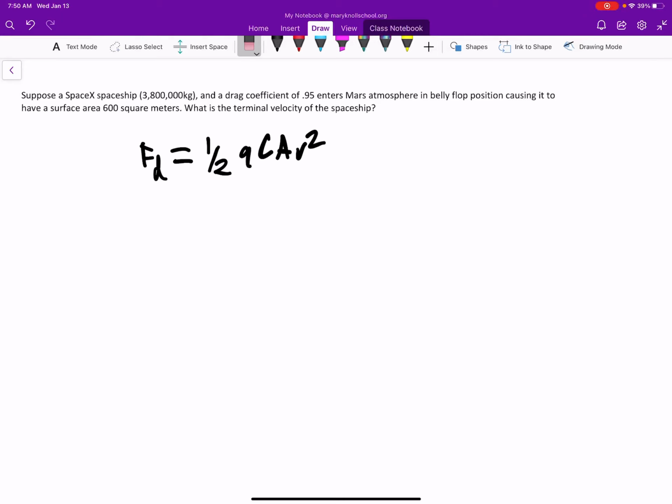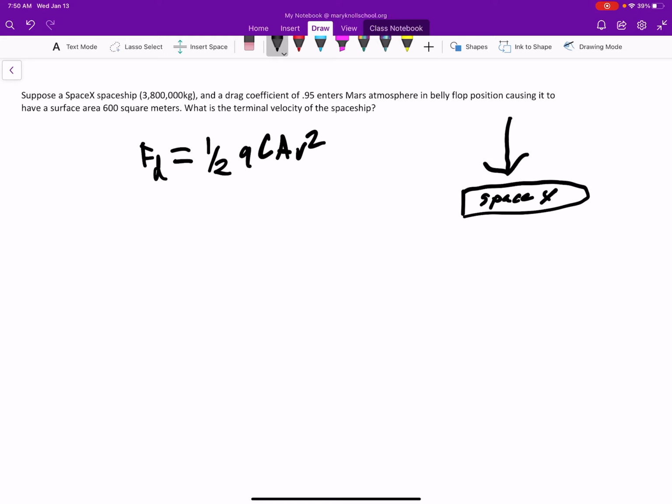Okay, suppose SpaceX, a 3,800,000 kilogram rocket with a drag coefficient of 0.95, enters Mars atmosphere in a belly flop position. So that's going to be like this. So here's the rocket, and it's falling that way.